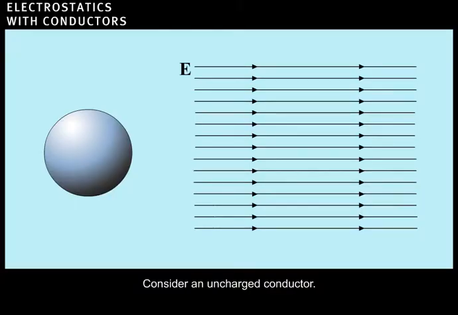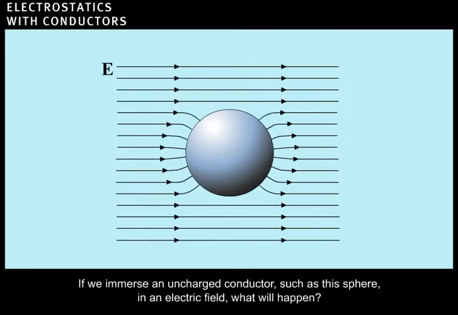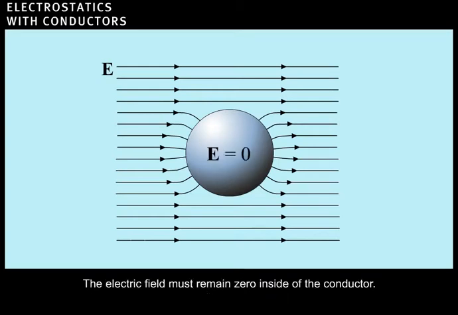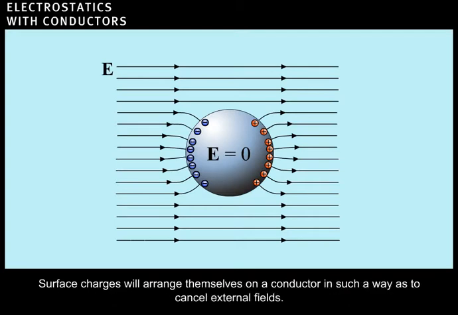Consider an uncharged conductor. If we immerse an uncharged conductor, such as this sphere, in an electric field, what will happen? The electric field must remain zero inside of the conductor. Surface charges on the conductor will exclude the electric field from the interior of the conductor. The net surface charge on the conductor must remain zero. Surface charges will arrange themselves on a conductor in such a way as to cancel external fields.